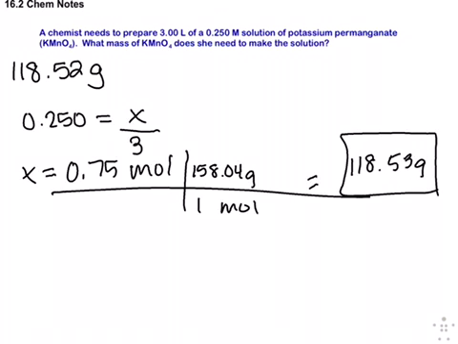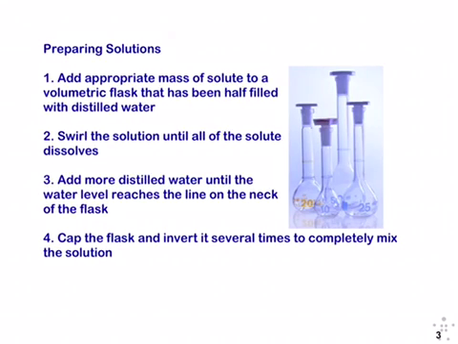Zoe? Lovely. All right, so when you make a solution, a lot of times when you get a chemical, it's going to be in a powder form. So to make it into a solution, you add the correct mass of the solute to a volumetric flask, which is shown in the picture there, that has been filled halfway with distilled water. You can't use tap water because there's usually extra stuff in tap water that will make your solution not be a pure solution. Swirl the solution until all of the solute dissolves.